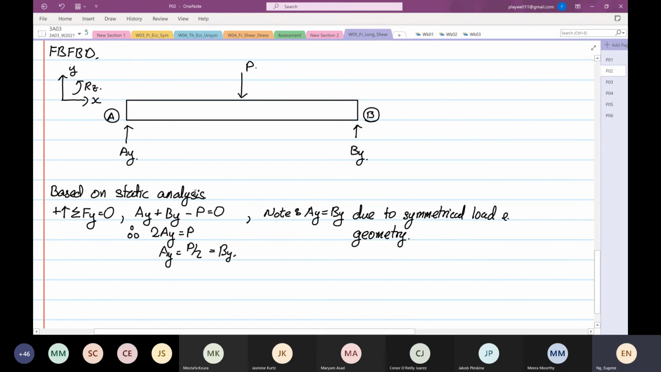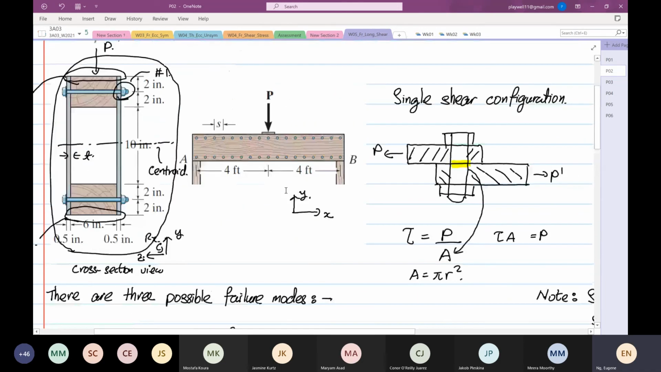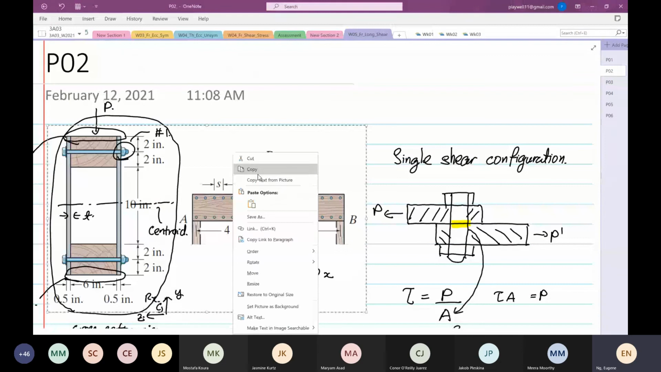I believe you guys, can I move or you guys are still copying? Are we okay? I have no one stopping me. Okay, I'll go to the next page. So I'm going to copy this diagram still.